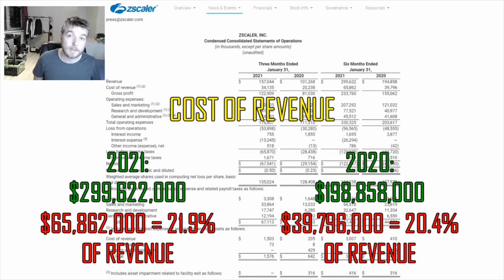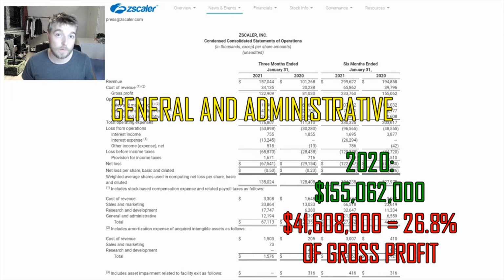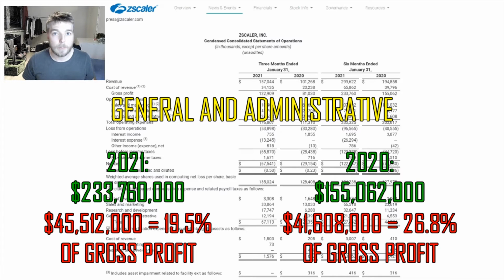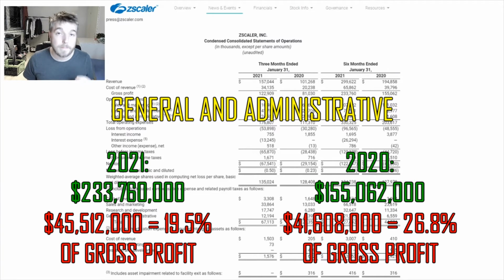I don't know why they had the increase in cost of revenue, but to be fair to them, when you subtract the non-flexible costs of their sales and marketing and research and development, when you look at 2020, their general and administrative costs, when you take that as a percentage of their gross profit, it's about 26.8%, which is quite high. But when you look at their gross profit and you compare the percentage of their general and administrative costs relative to their gross profit for 2021, it's only about 19.5%. So even though they had that percentage increase when you compare the cost of revenue to the revenue, they had a reduction in terms of their general and administrative costs relative to their gross profit.